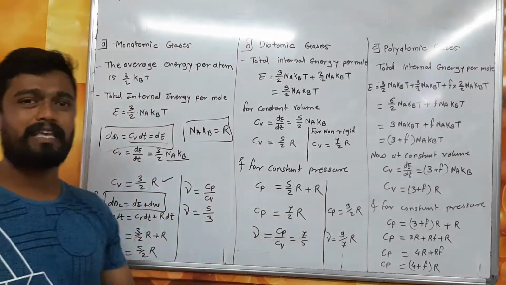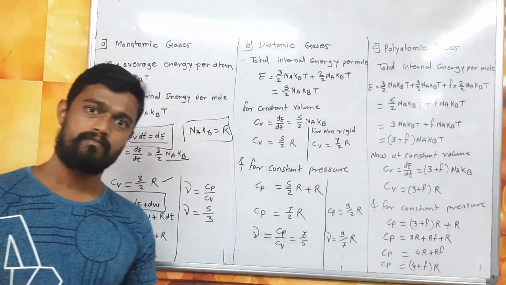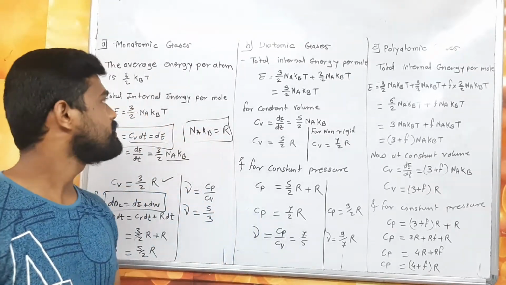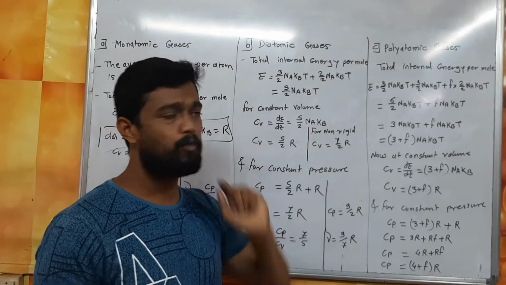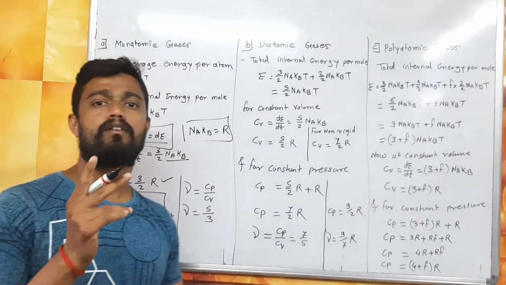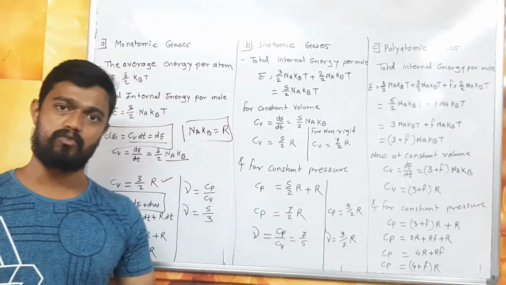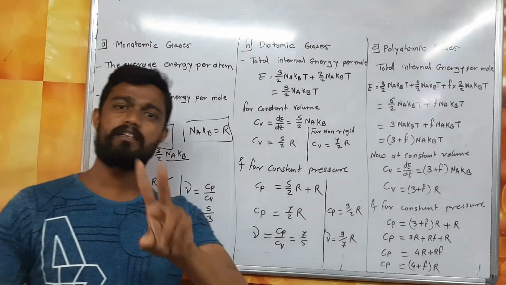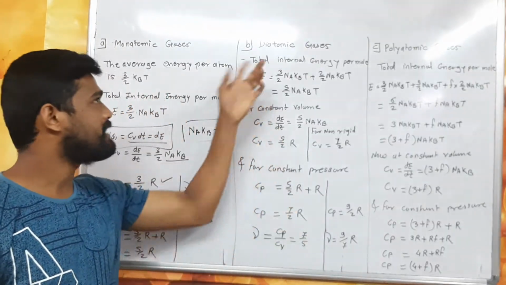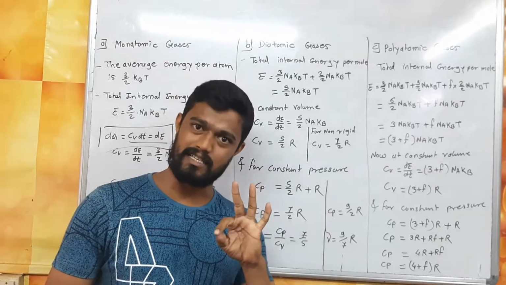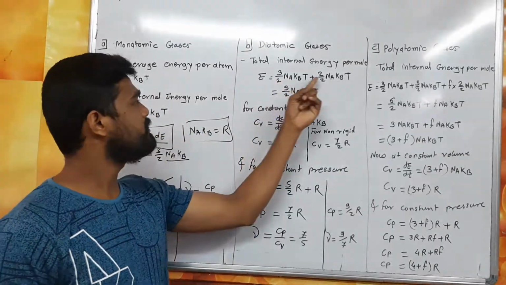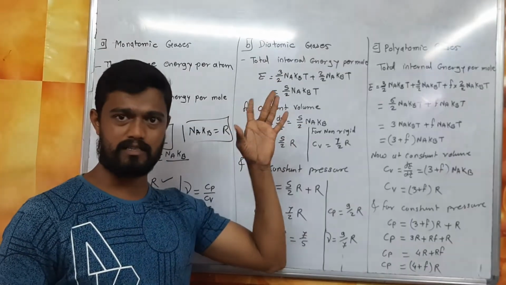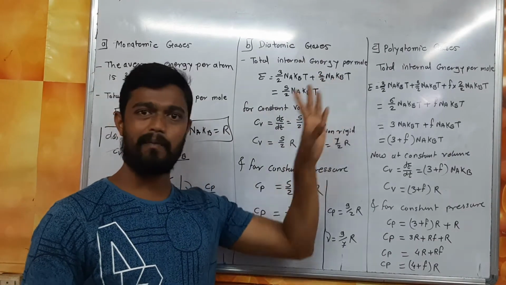Next, second is diatomic gases. In diatomic gases, what is the ratio of specific heats? The total internal energy per mole depends on translational motion and rotational motion. Why? Because it's a diatomic gas. Monoatomic gases depend only on translational motion, while diatomic gases depend on translational motion and rotational motion. So I got two terms here: E is equal to 3 by 2 N kBT for translational, and 2 by 2 N kBT for rotational.